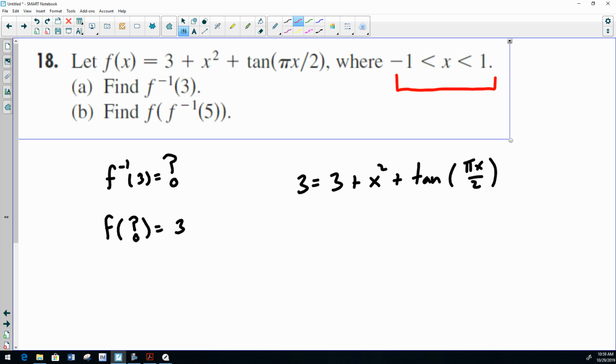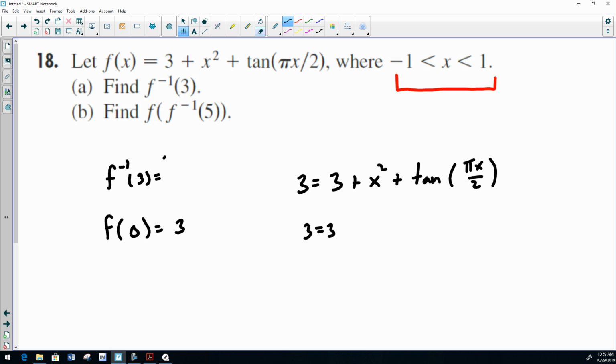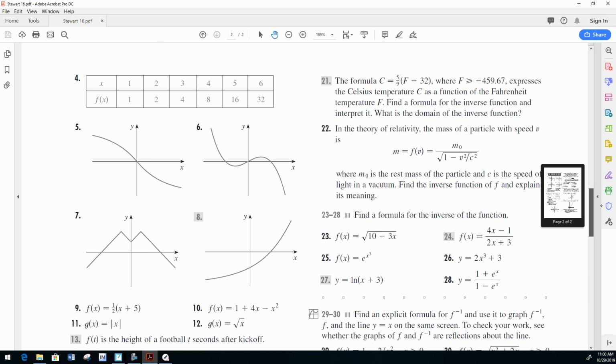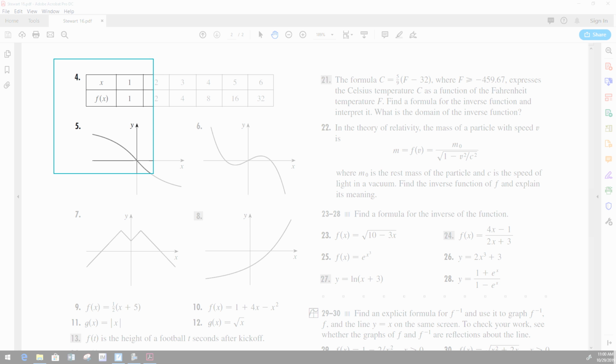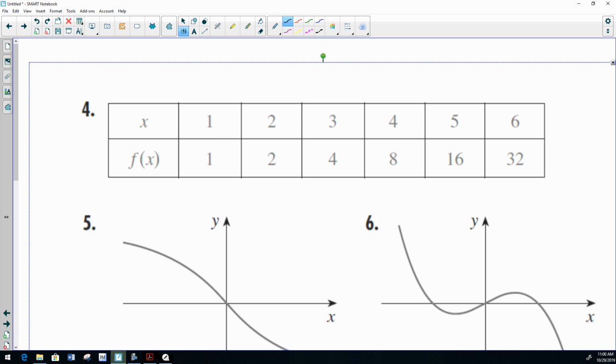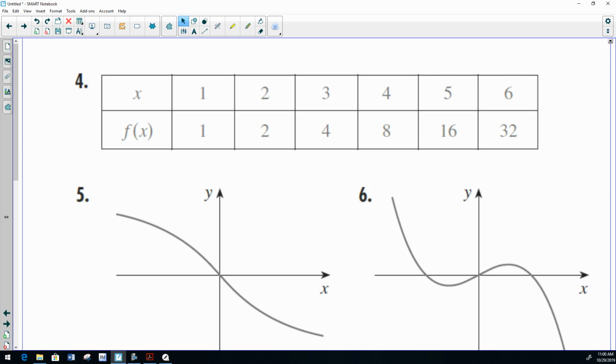How about we quickly do 4 through 12? If you're a little bit lost, for 4 through 12, they want you to perform the horizontal line test. So 5 is easy. If I draw my horizontal line, does it pass that test for number 5? It does, right? So this is a one-to-one function. Number 6 is not a one-to-one function, so no. And so forth. So quickly do 4 through 12.